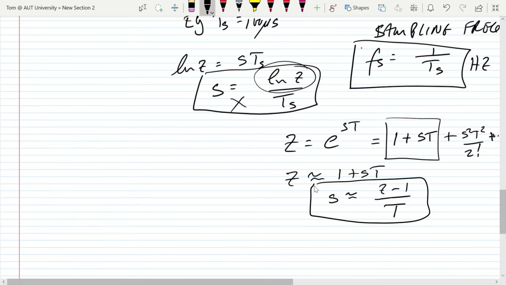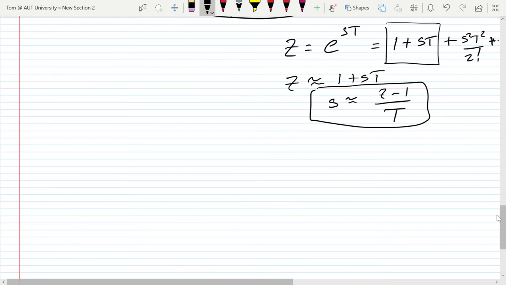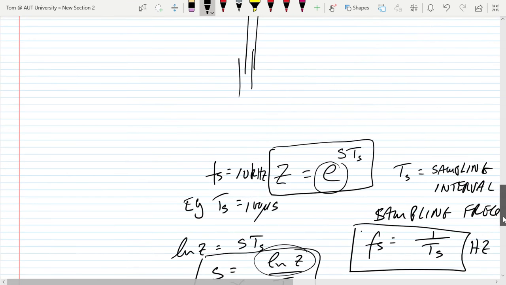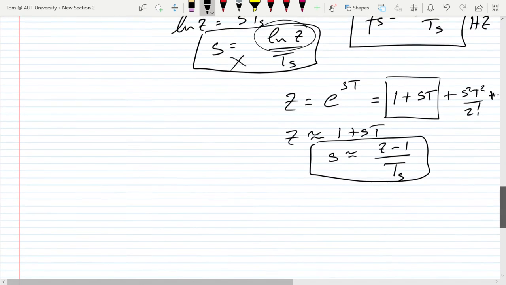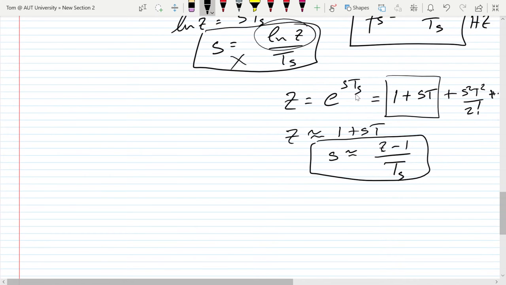So now I've got a relationship between my Z domain thing, which I'll talk about in a minute. You might think, well, what's he getting things into the Z domain for? Well, I'll talk about that in a minute. Actually, that should be TS, shouldn't it? Not ST. So it's TS squared and so on. So that would be one approximation. So that's only an approximation.